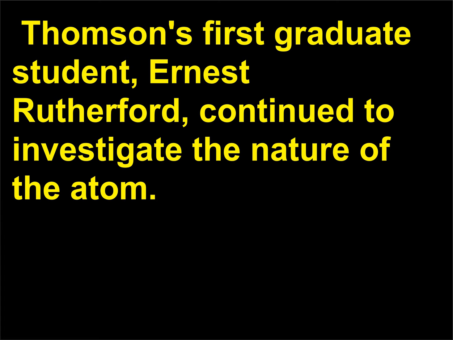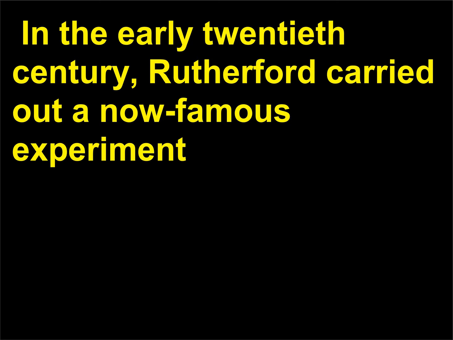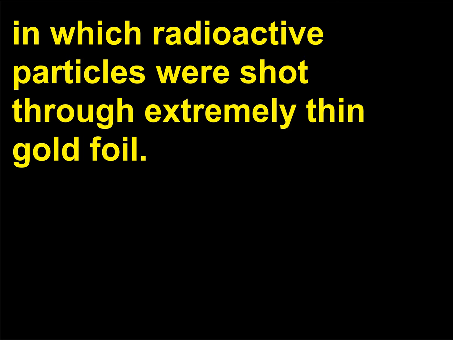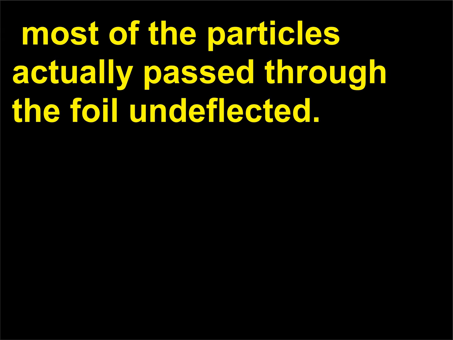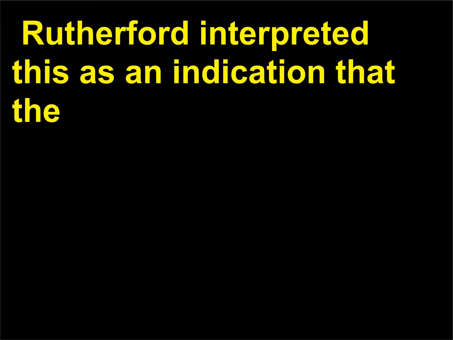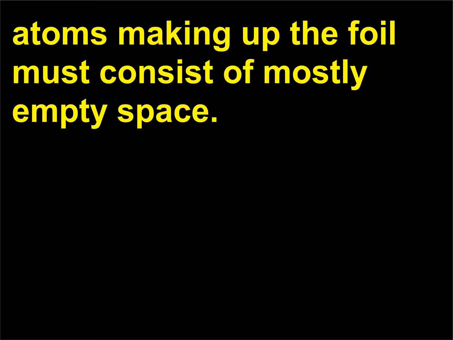In the early 20th century, Rutherford carried out a now famous experiment, in which radioactive particles were shot through extremely thin gold foil. While some bounced off of the nuclei in different directions, most of the particles actually passed through the foil undeflected. Rutherford interpreted this as an indication that the atoms making up the foil must consist of mostly empty space.